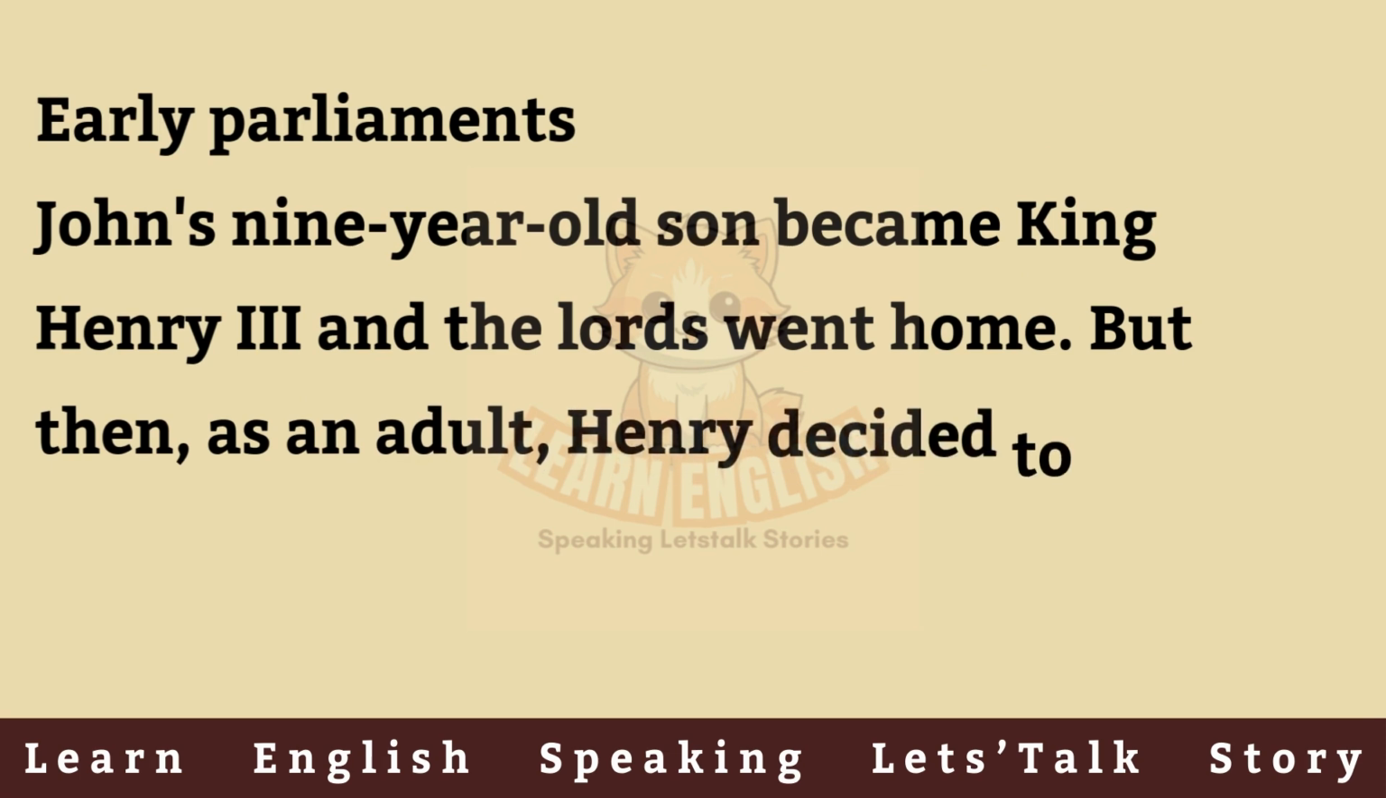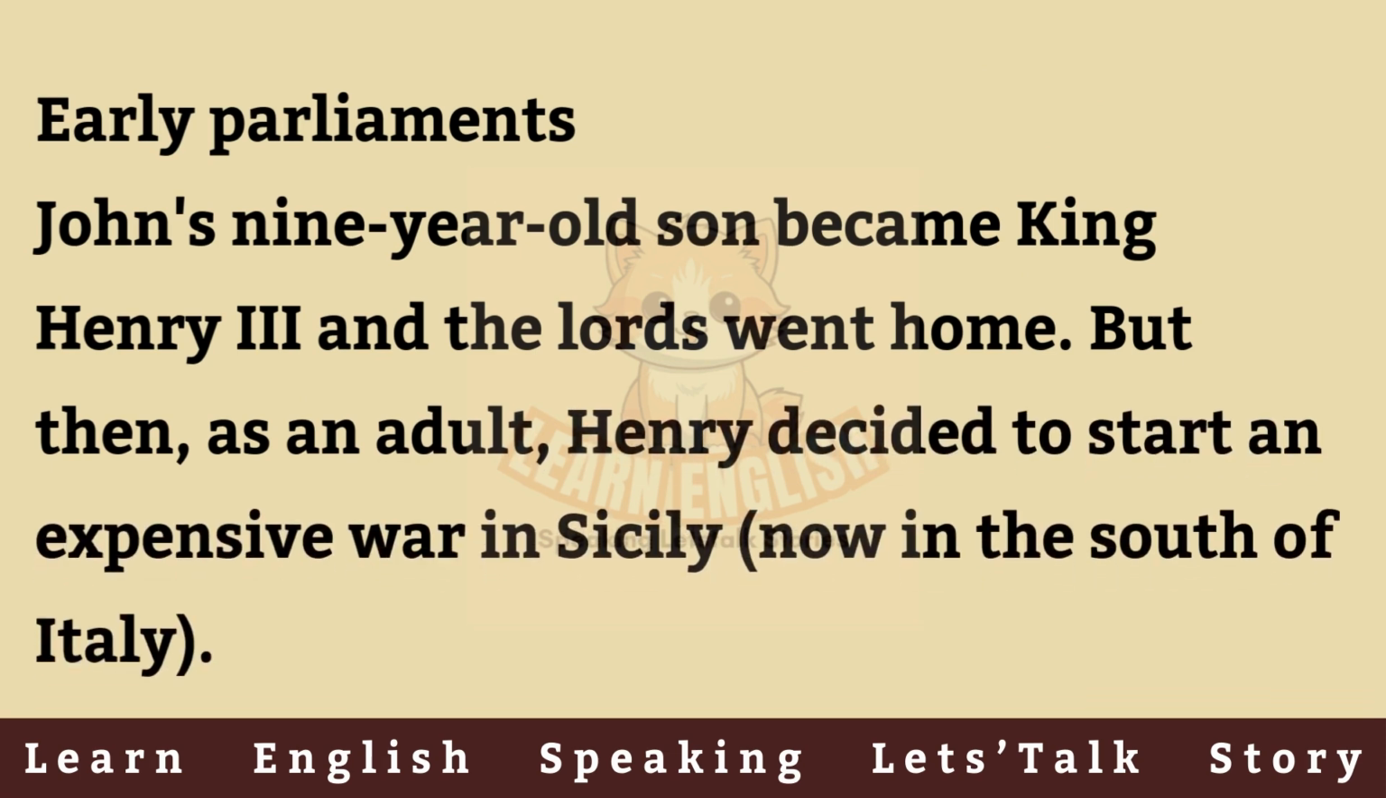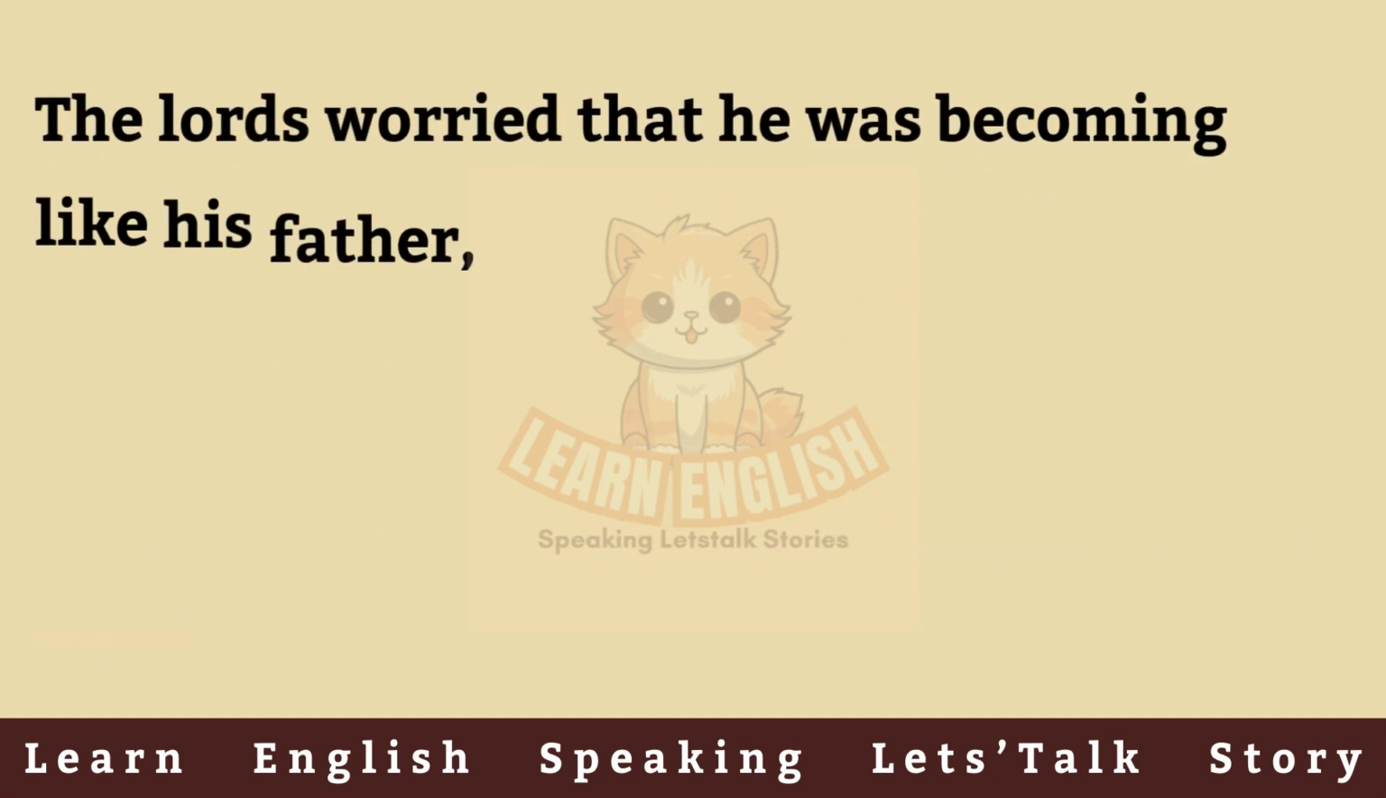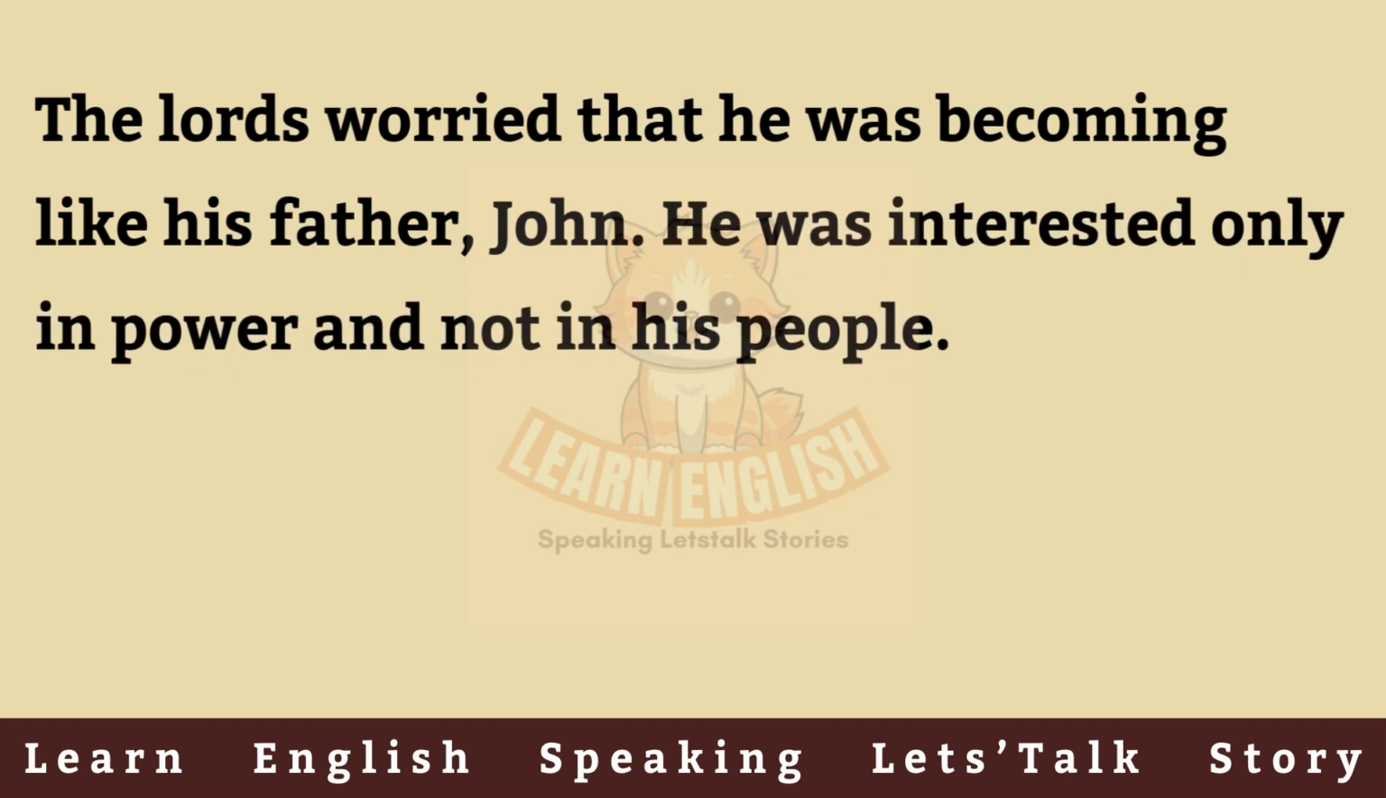Early parliaments. John's 9-year-old son became King Henry III, and the lords went home. But then, as an adult, Henry decided to start an expensive war in Sicily, now in the south of Italy. The lords worried that he was becoming like his father, John. He was interested only in power and not in his people.